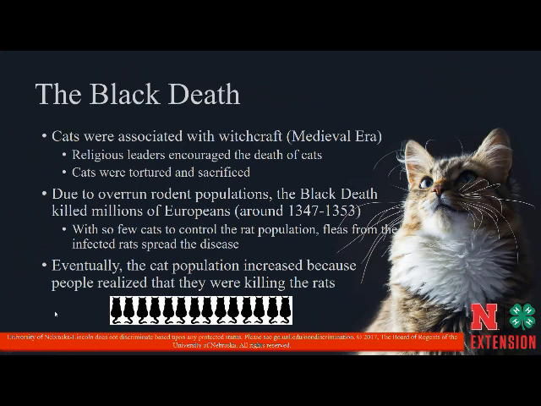And then came the Black Death. Cats during this time were associated with witchcraft. And this is in the medieval era. Religious leaders encouraged the death of cats. They thought that cats were servants of witches. Cats were burned, tortured, sacrificed, and hunted by dogs.